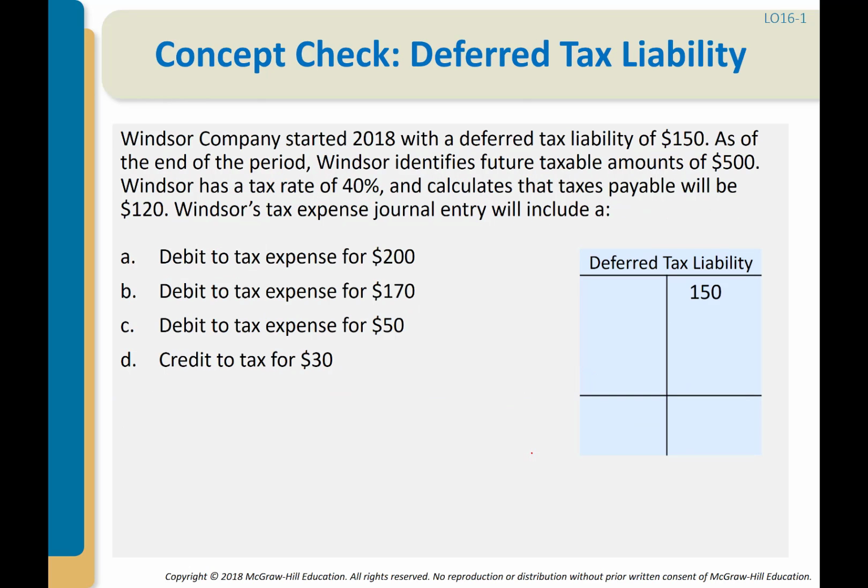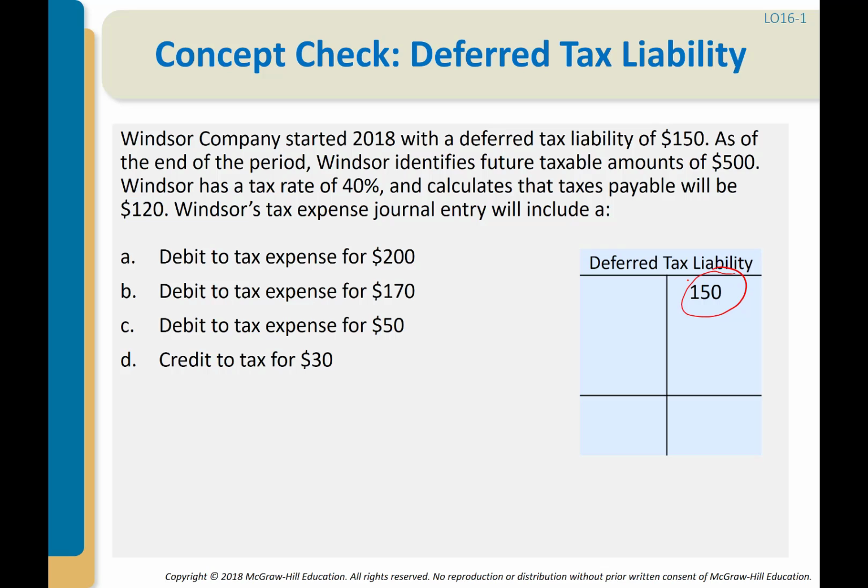Okay, good. Let's take a look at this one now. We've got this Windsor company that started 2018 with a deferred tax liability of $150. You can see that there. As of the end of the period, Windsor identifies future taxable amounts of $500, and we have a tax rate of 40%, and calculates the tax payable is $120.